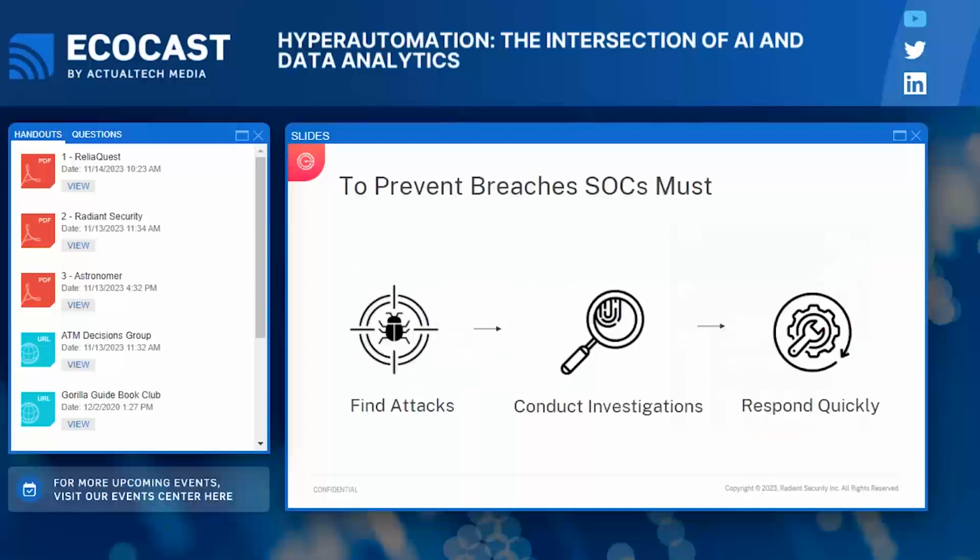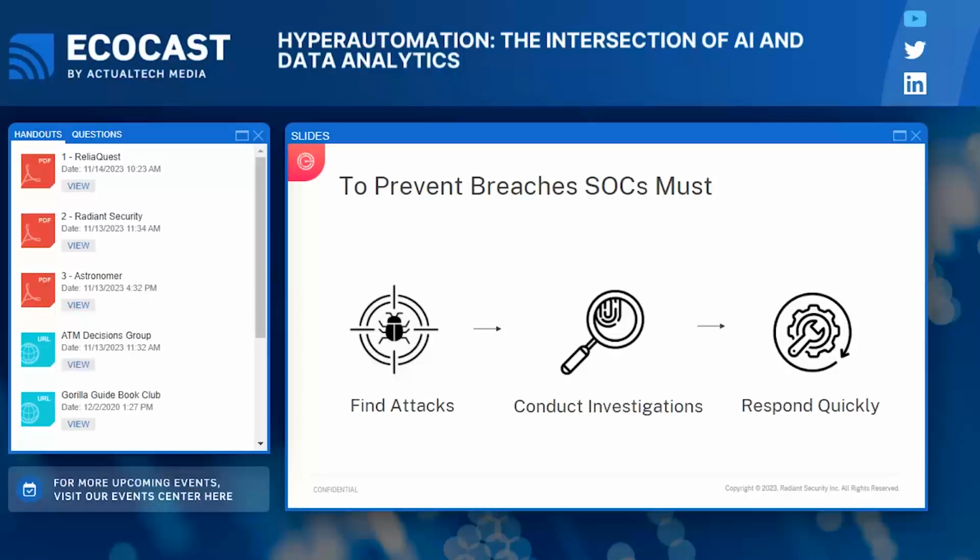First, what do we need to do to prevent these breaches? If we want to change the tide of this trend, first and foremost, we need to be able to find attacks. That's a prerequisite. After that, we need to conduct investigations. And once we've done that investigation, we understand what needs to happen, what we need to fix, and where the attack has propagated. Then we need to respond quickly. So the net of this is: find attacks, figure out what happened, respond quickly.